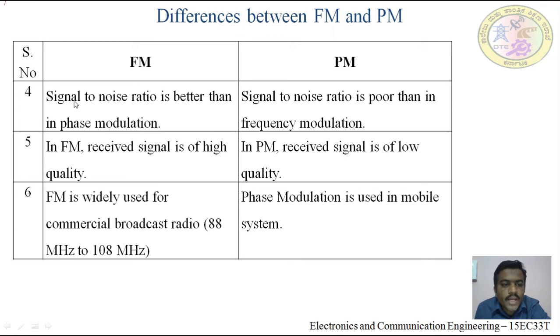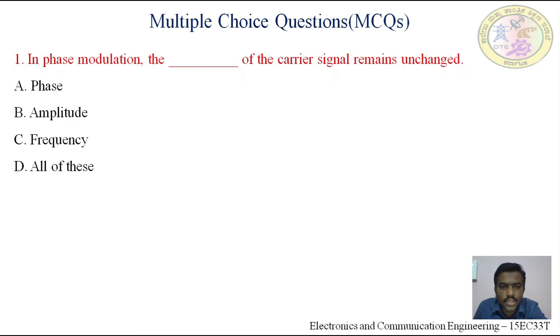In frequency modulation, the received signal is of high quality because of the high signal to noise ratio. In phase modulation, the received signal is of low quality because of the poor signal to noise ratio. The frequency modulation is used for radio broadcasting in the range from 88 MHz to 108 MHz. The phase modulation is used in mobile communication systems. Now consider some multiple choice questions.